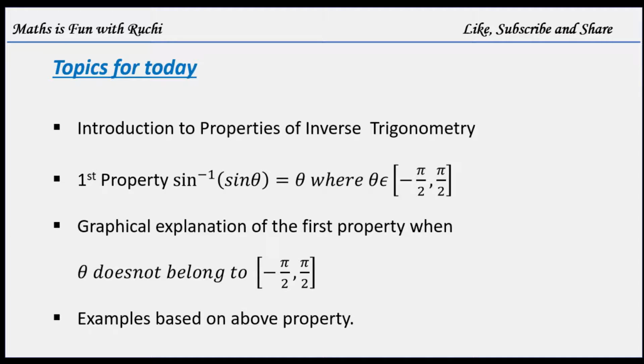First property says sin inverse sin theta is equal to theta, where theta belongs to closed interval minus pi by 2 and pi by 2. Explanation of that property. Also graphical explanation of the first property when theta does not belong to closed interval minus pi by 2 and pi by 2. Example based on the above property.